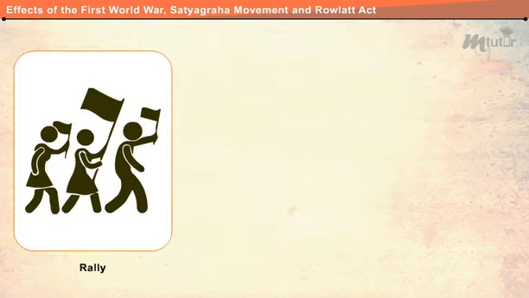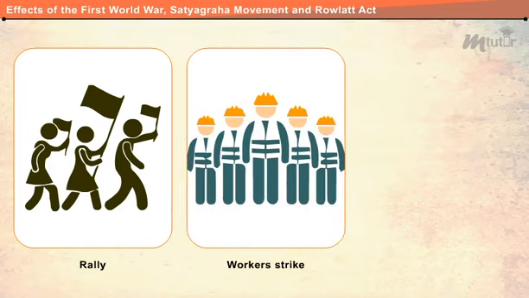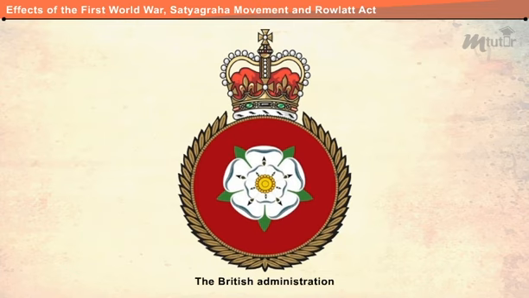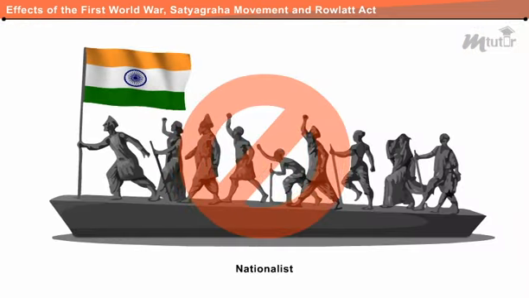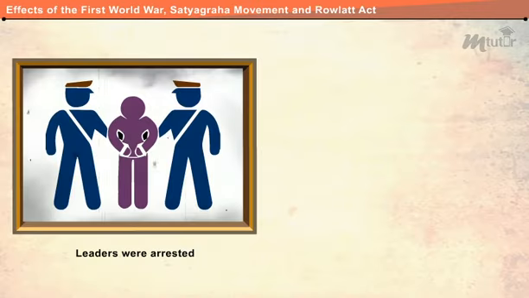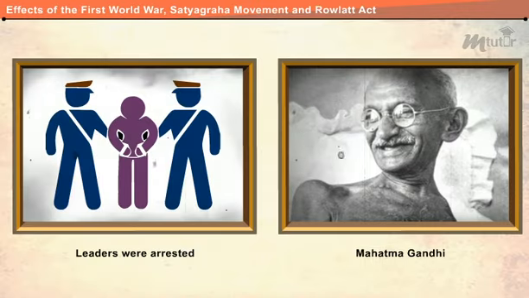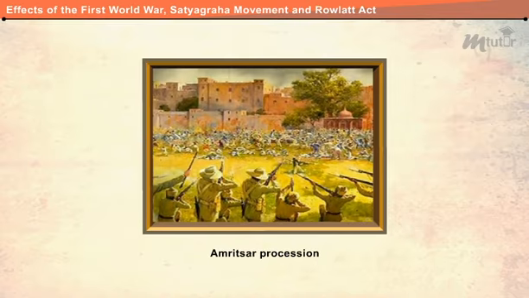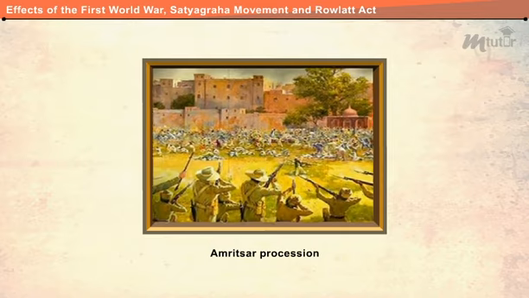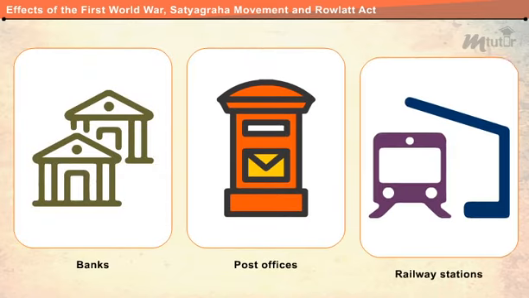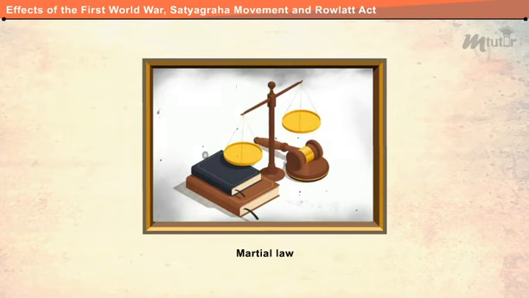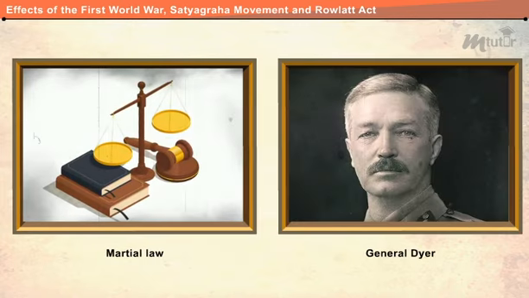In many cities, rallies were arranged, workers were on strike, and shops were closed. The British administration was scared of the strikes by railway workers and decided to put an end to nationalists. Local leaders were arrested, and Mahatma Gandhi was not allowed to enter Delhi. On 10 April, the Amritsar police fired on a procession, which caused further attacks on banks, post offices and railway stations. Martial law of direct military control was enforced, and General Dyer took command.